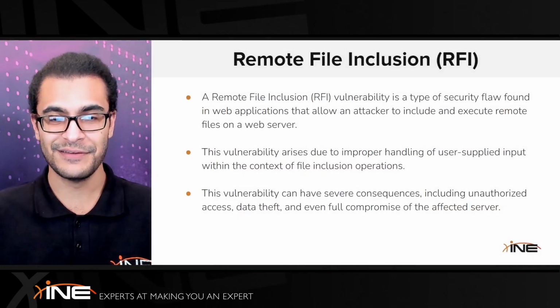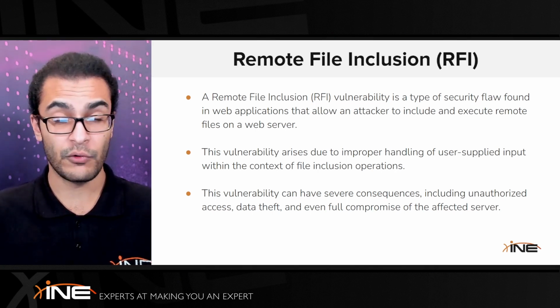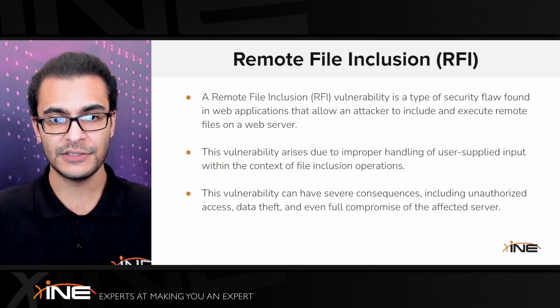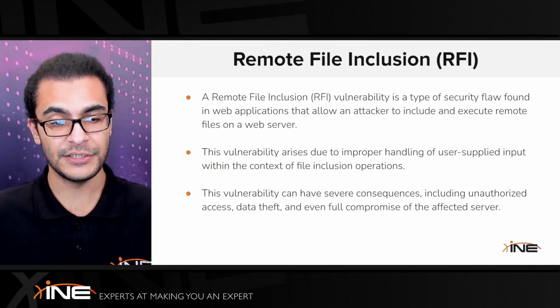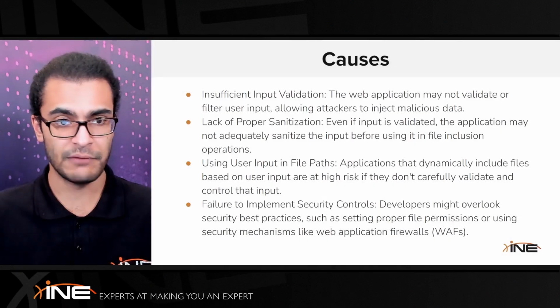But enough of the discussion. Let's get that initial foray into RFI. So remote file inclusion, what is it? Well, remote file inclusion, or RFI, is a type of security flaw or vulnerability found in web applications that allows an attacker or attackers to include and execute remote files on a web server. This vulnerability arises due to improper handling of user-supplied input within the context of file inclusion operations. This vulnerability can have severe consequences, including unauthorized access, data theft, and even full compromise of the affected server.